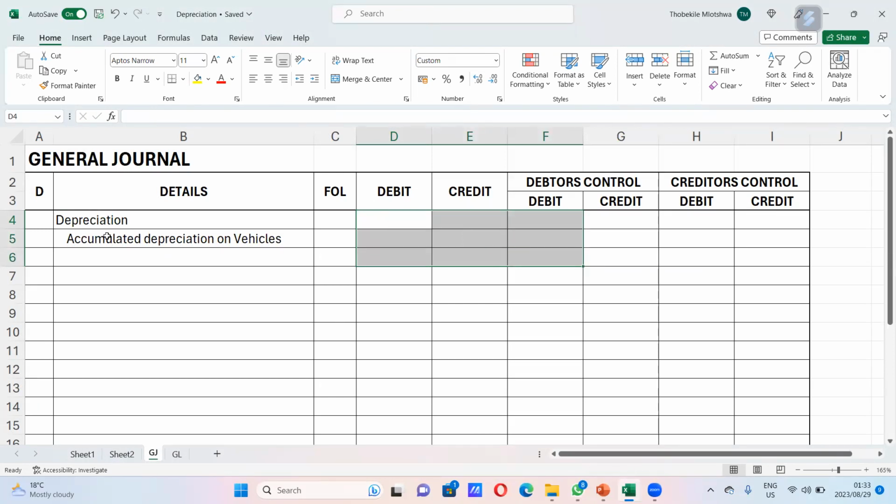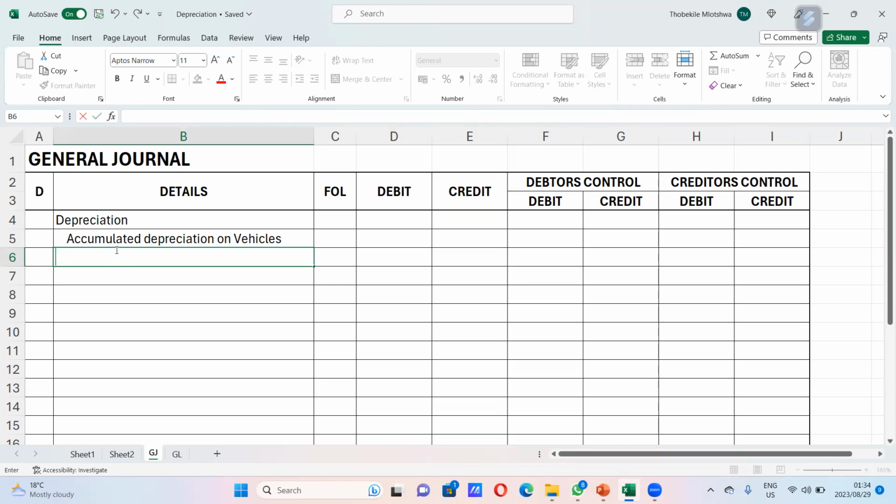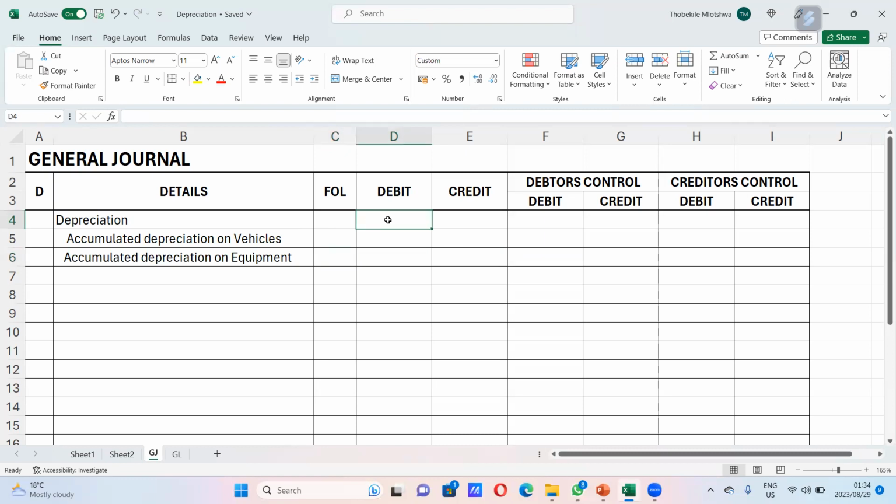So depreciation, accumulated depreciation on vehicles. I'm going to say here accumulated depreciation on equipment as well. Depreciation on equipment. So accumulated depreciation on vehicles alone is 30,000. This one doesn't change. I just erased this so that we start over, but it doesn't change. And this one is 12,000.